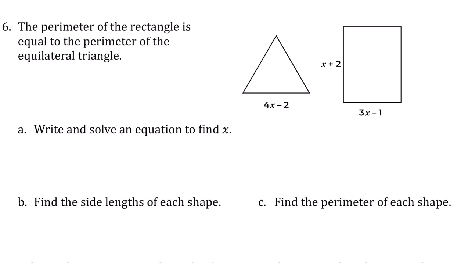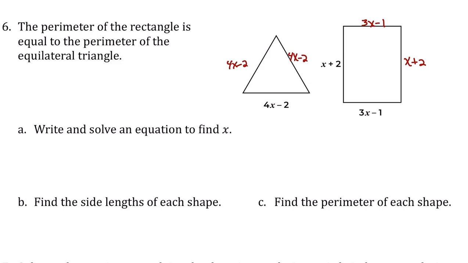So we're told that these two figures, the triangle and the rectangle, have the same perimeter. We also know the triangle is equilateral, so we can easily say that all three sides must have the same length of 4x minus 2. We already know that in a rectangle, opposite sides have to be the same. So we have that information.